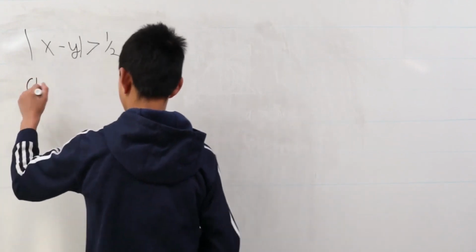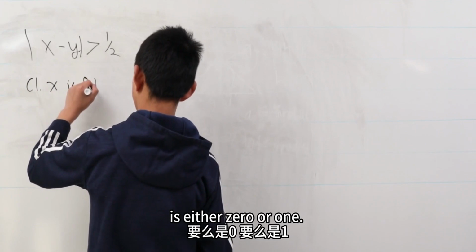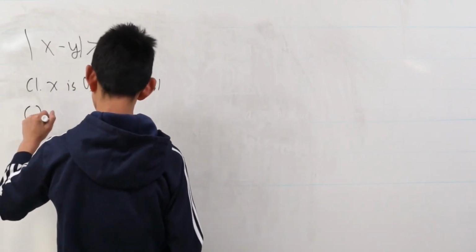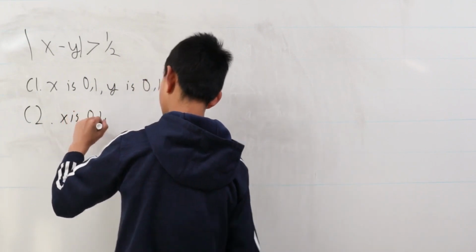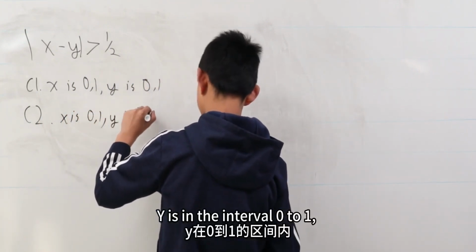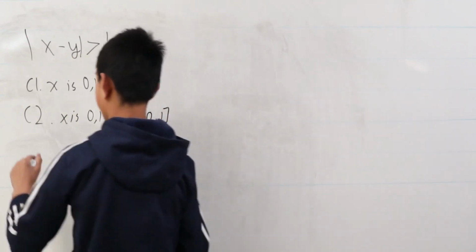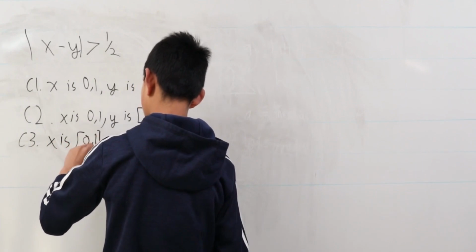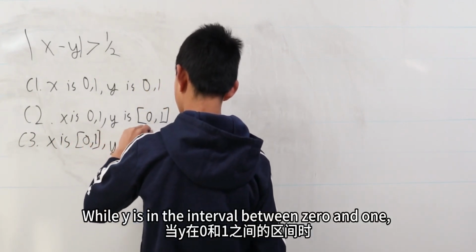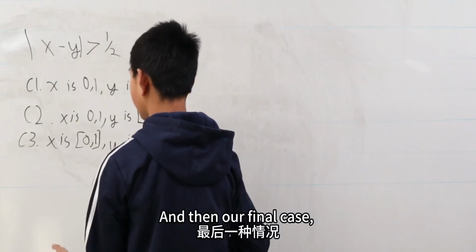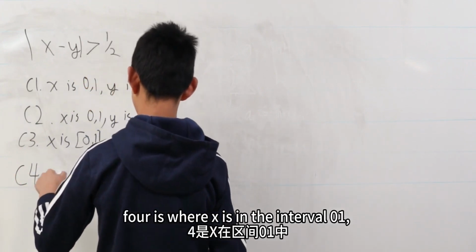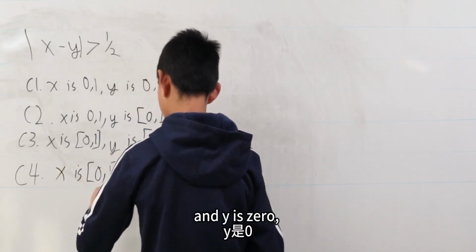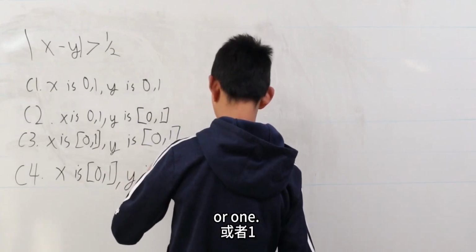So, case 1: x is either 0 or 1, and y is either 0 or 1. Case 2: x is still 0 or 1, and y is in the interval 0 to 1. Case 3, and you might already see how this will work: x is in the interval 0 to 1, while y is in the interval between 0 and 1. And then our final case, case 4, is where x is in the interval 0, 1, and y is 0 or 1.